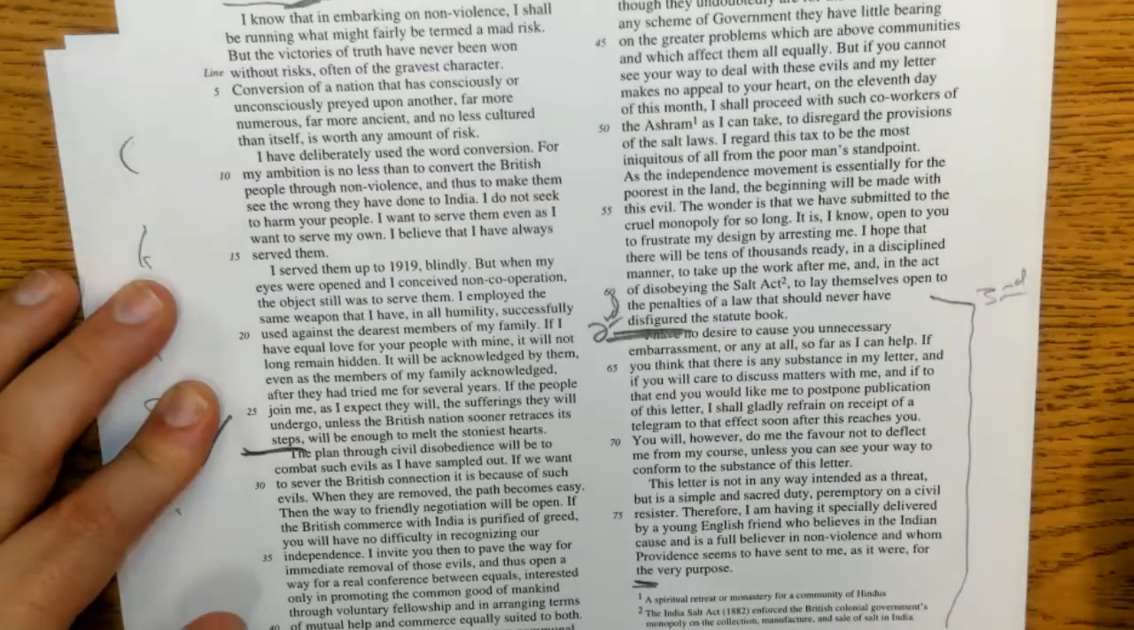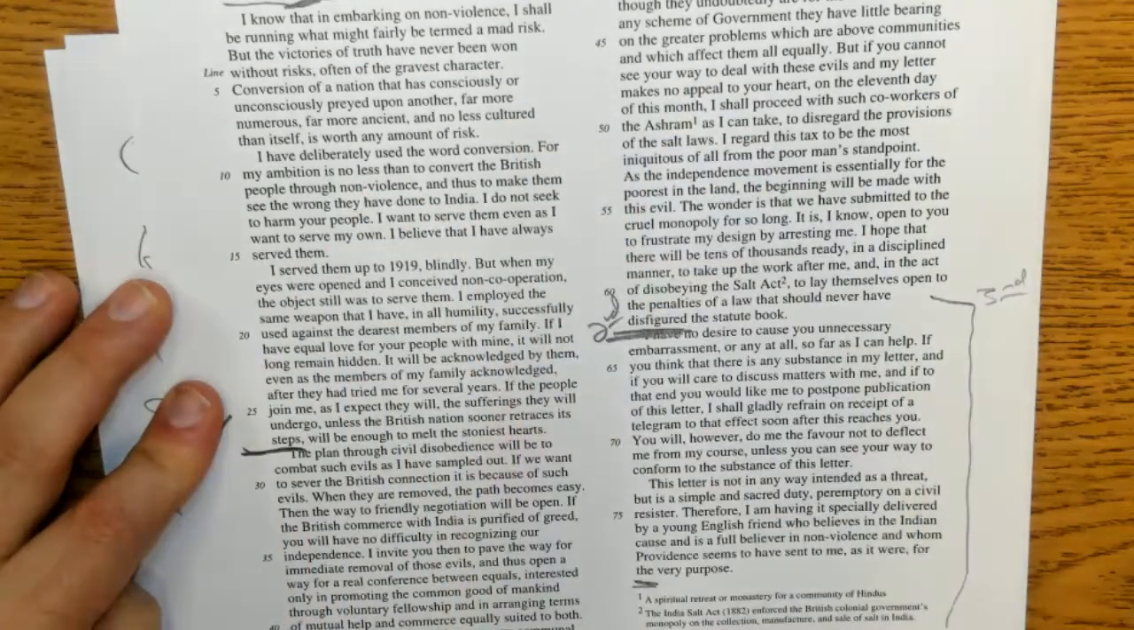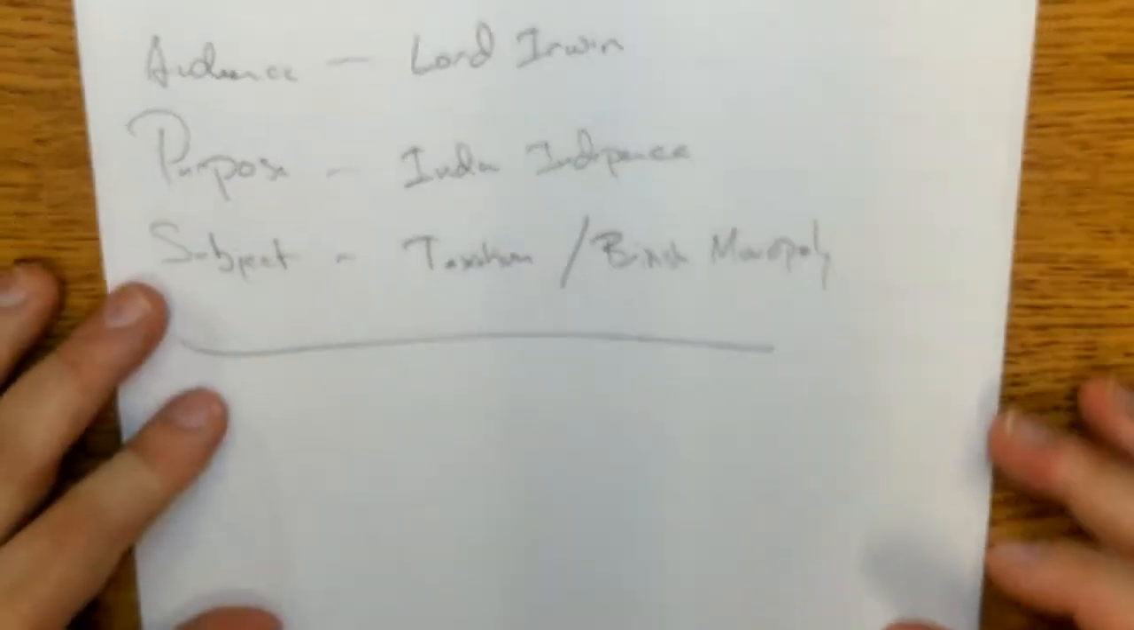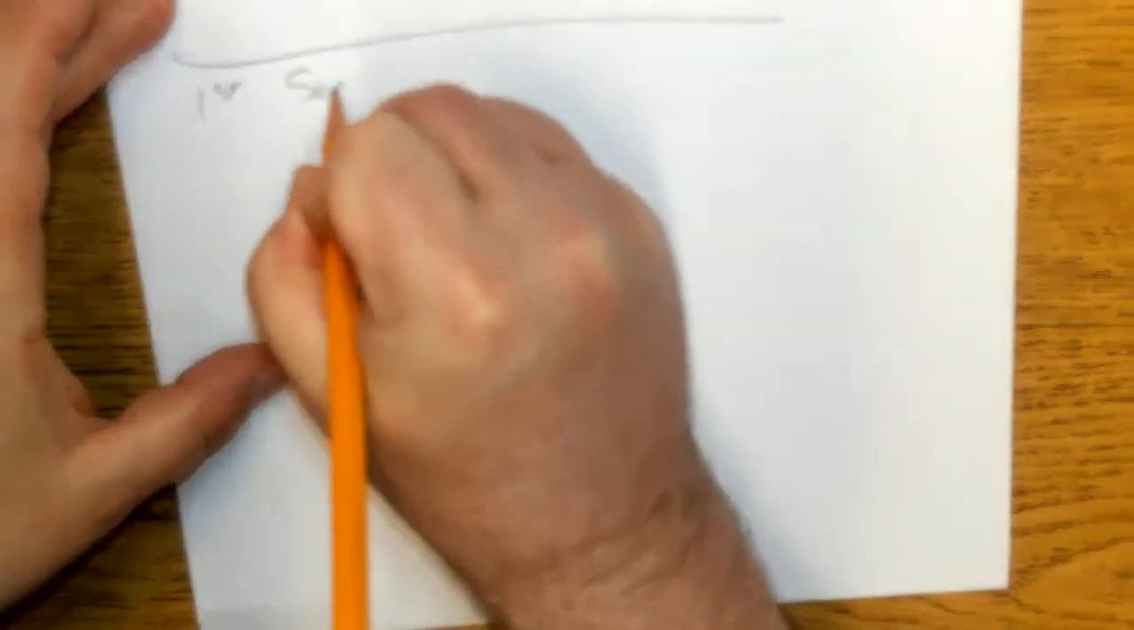Now, if we look at this quickly, what we're going to end up doing is saying, hey, logos, ethos, or pathos, okay? But now we're set up to write. So when we do this, let's move this up here. We're going to do the first section, the second section, and the third section.